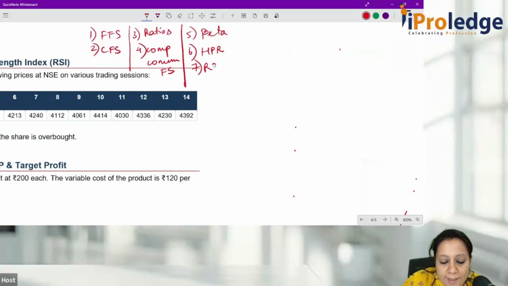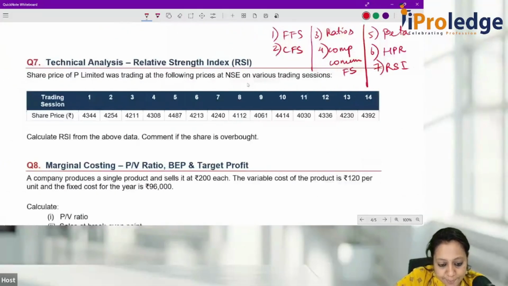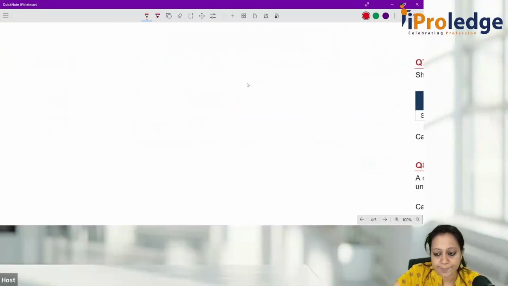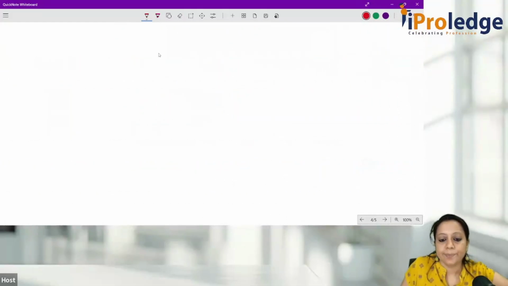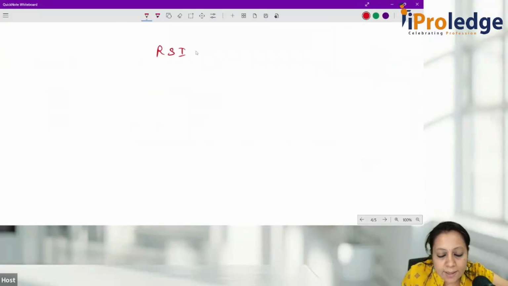And we have RSI. Okay. So now RSI I will do. RSI means it is nothing but relative strength index.